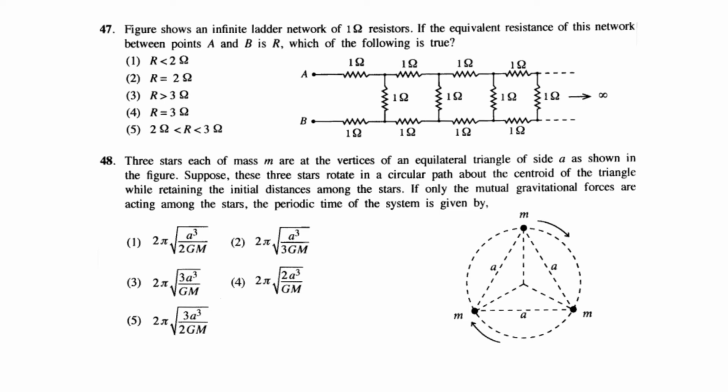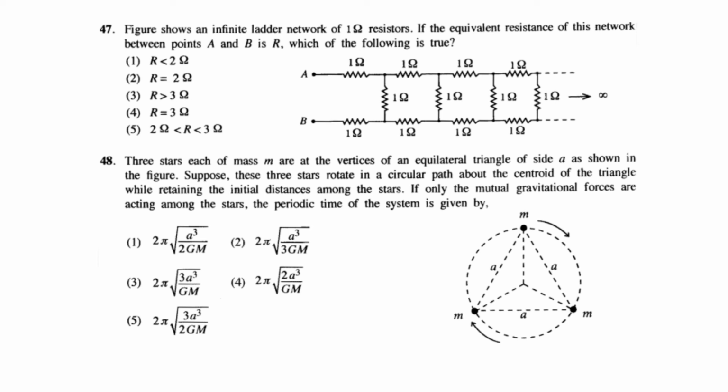The attractive force on A by C, Fc, is also equal to capital G times m times m divided by A square. So the two forces acting on A by B and C are Fb and Fc. These Fb and Fc forces are along the sides of the triangle, and the resultant is towards the centroid of the triangle.